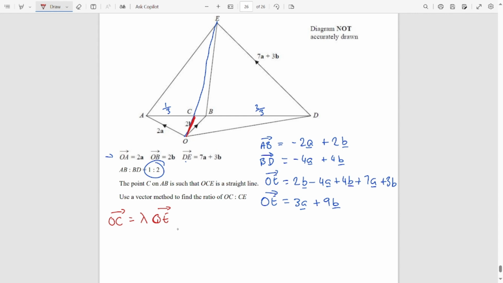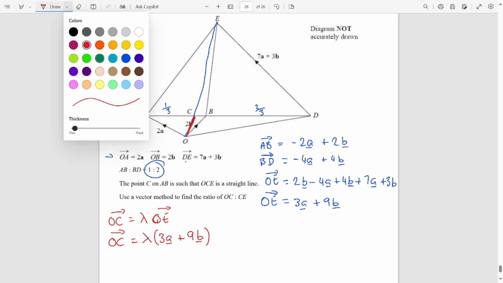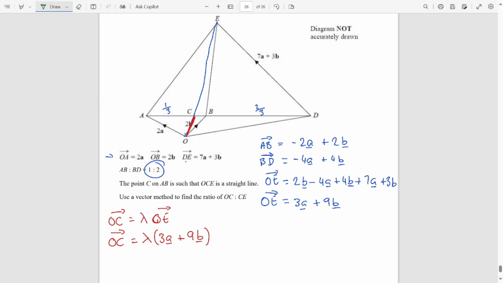Now, OE I actually know. We worked that out, right? This was 3A plus 9B. So let's go ahead and just put that in. So this is some fraction of 3A plus 9B. Now, that's one way of getting from O to C. I need to go down a different path. And I think the easiest path I can see, although you probably could choose other methods, is to go from O to A and then from A to C. So I'm going to go along this path here and then along there, and I'm going to land at C.